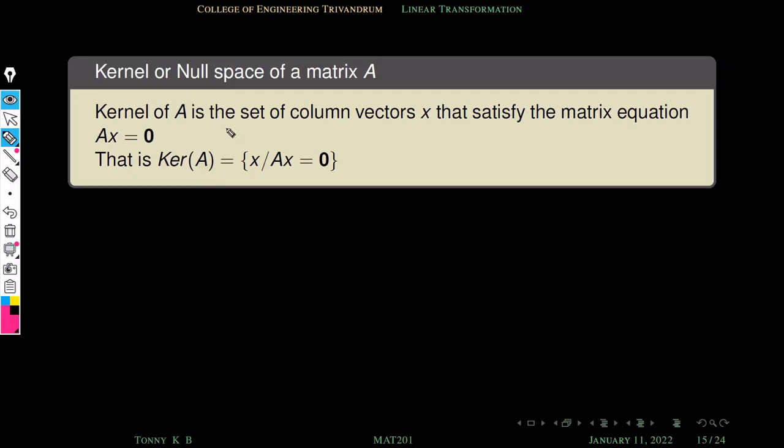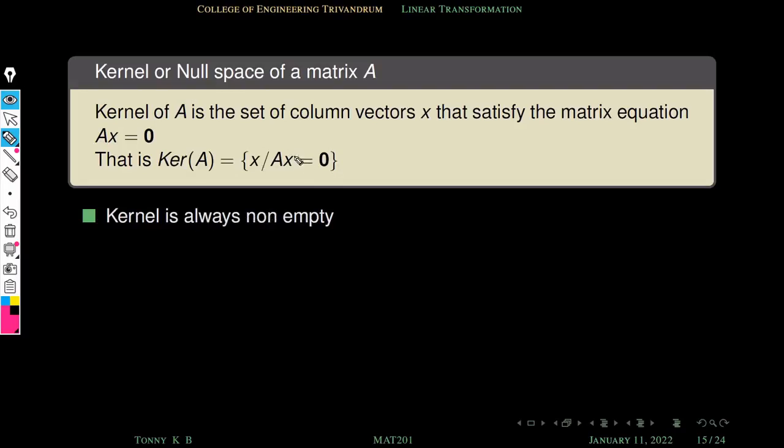Okay, similar to the kernel of a linear transformation, we can define the kernel or null space of a matrix. Kernel of a matrix A is a set of all column vectors X that satisfies the matrix equation Ax equal to 0. That means kernel of A is equal to the set of all X, where X is a column vector, such that Ax equal to 0. 0 is a zero matrix.